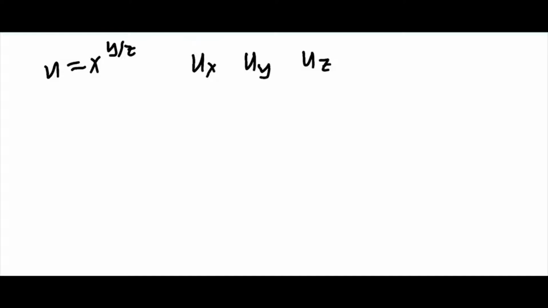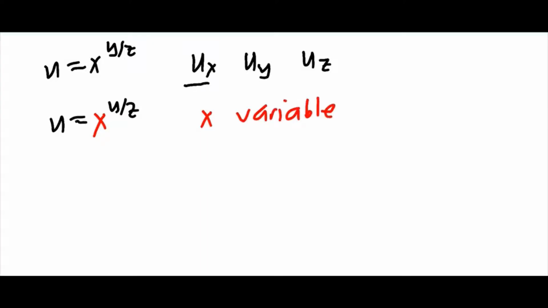First, we'll find u sub x, or the first partial derivative of u with respect to x. This one right here. Here we'll treat x as our variable, and we're gonna color x red in our equation, just to keep track which one among x, y, and z is the variable, and in this case x is the variable. And also we're gonna treat y and z as constants.